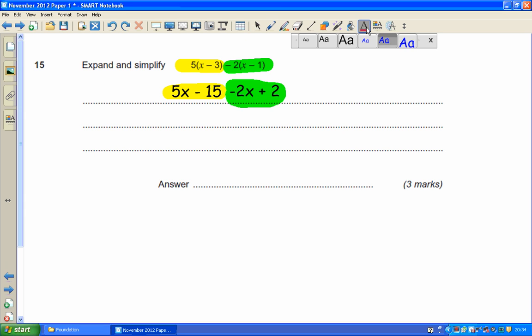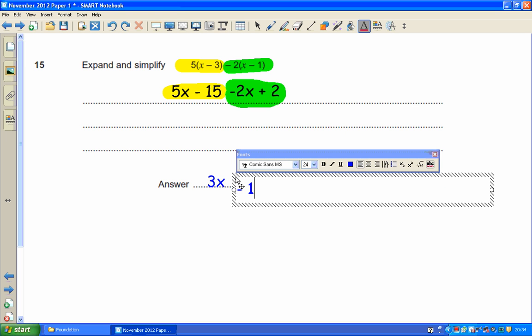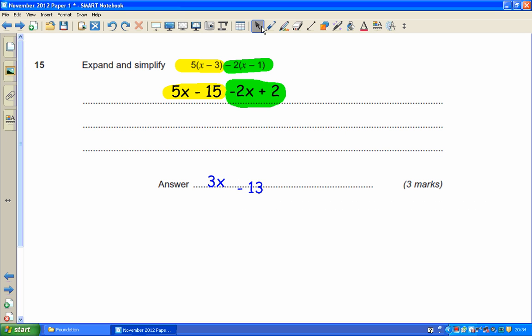Alright, so final thing. Now we put together our x's, so we've got 5x minus 2x. Well, 5x minus 2x is 3x. And then we've got minus 15 plus 2. Minus 15 plus 2 is minus 13. So our answer is 3x minus 13. They're tricky, them ones, but hopefully that makes sense.